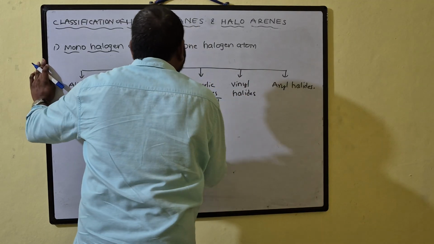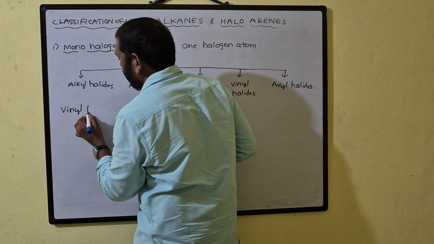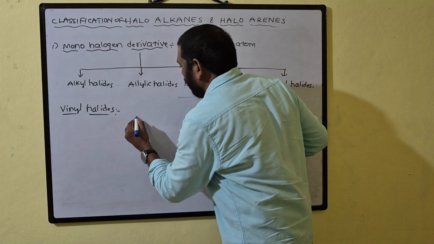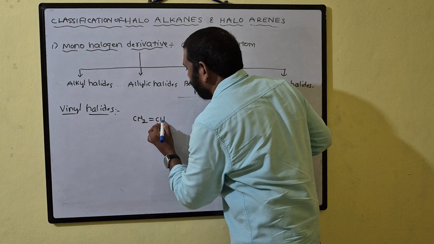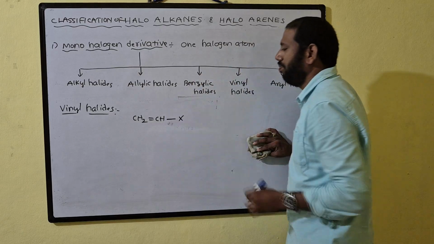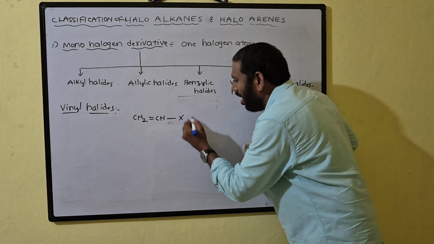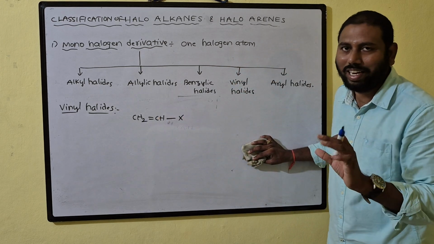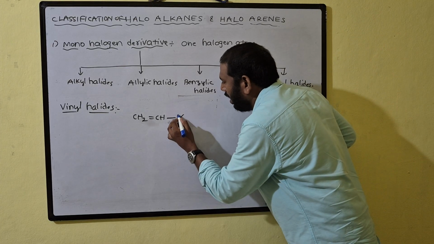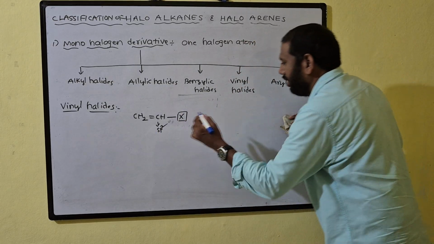So vinyl halides and aryl halides. Now let's discuss vinyl halides. For example, I have taken ethene, CH2 double bond CH2. Just remove one hydrogen and add one halogen atom. It is a vinyl halide. So in vinyl halides, the halogen is directly attached to a double bonded carbon, that is, to an sp2 carbon.